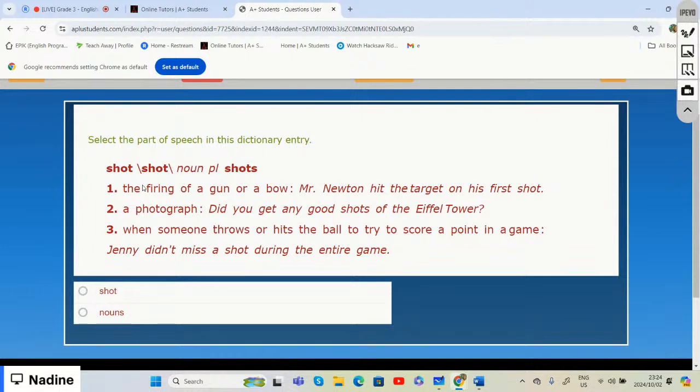So we need to select the part of speech. Is it option one, shot, or option two, nouns? The part of speech.